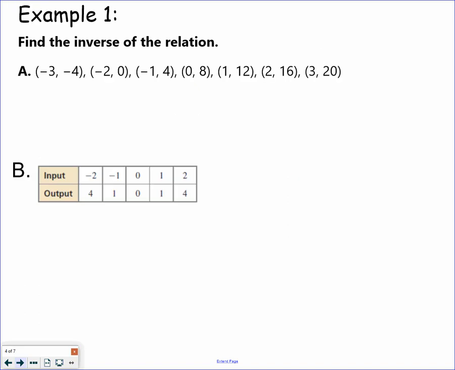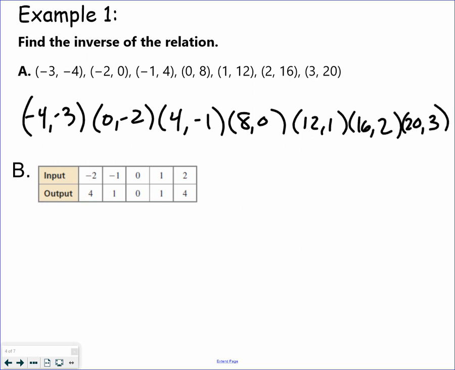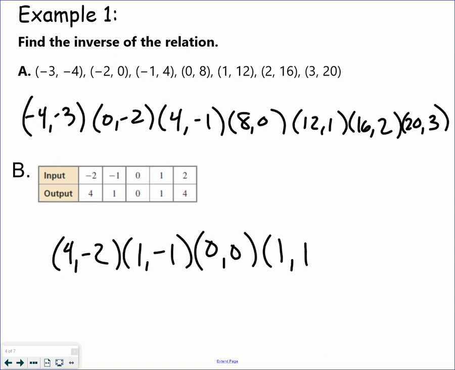So on the next slide, this is going to be pretty simple. If I want all the inverses, I am taking the x and taking the y and switching places. So again, they're doing an input output the other direction. So -2, 4 would be 4, -2, 1, -1, 0, 0, 1, 1, and 4, 2. So again, I'm taking the inputs and the outputs and switching them. So A comma B becomes B comma A.